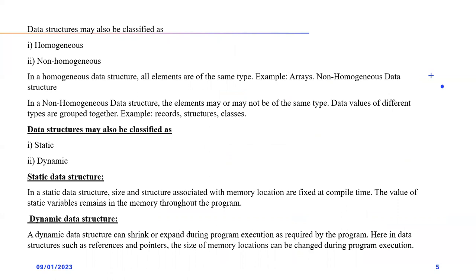It can also be classified into static and dynamic. So static data structure is where the size and the structure associated with that memory location are fixed at the compile time, and dynamic data structure is where it can shrink or expand during the program execution as required by the program.